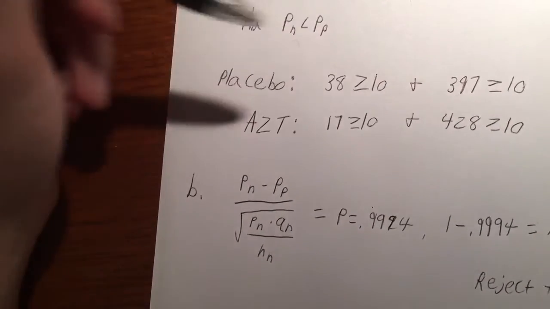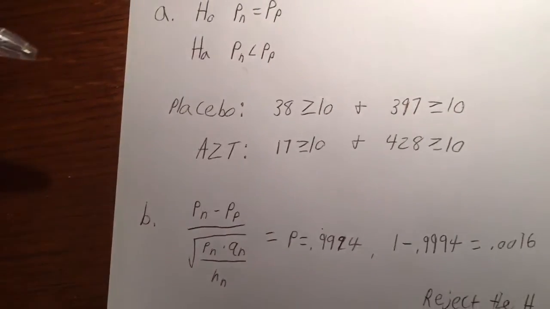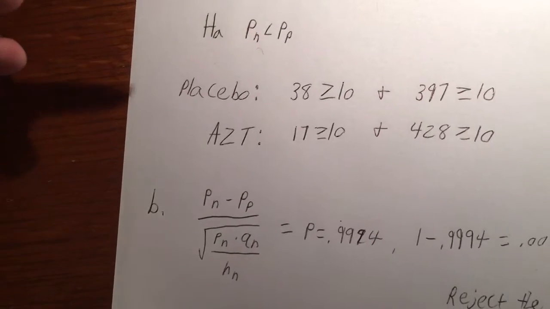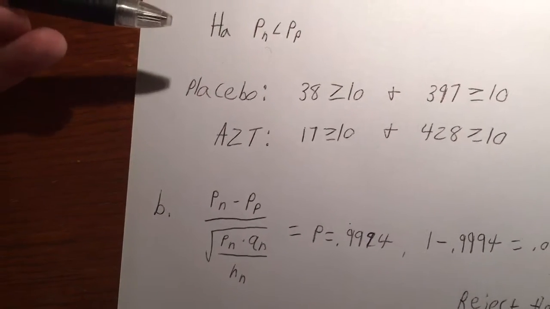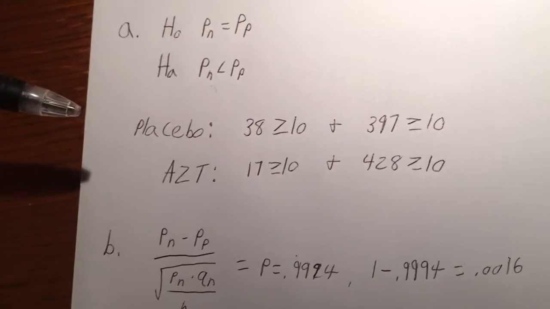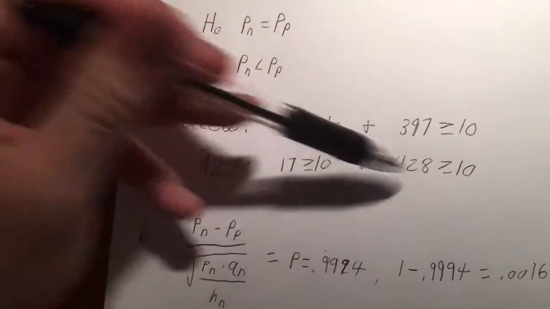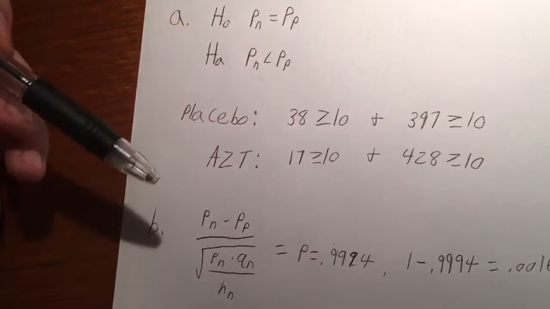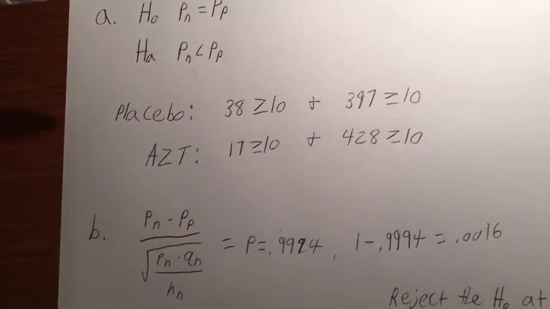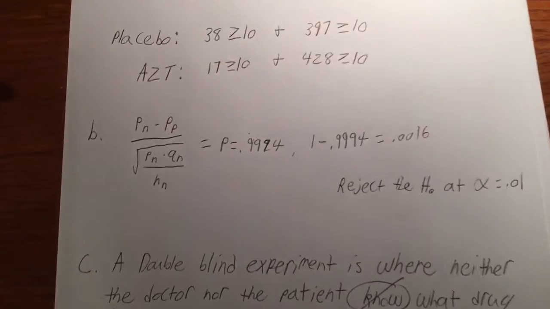It also says to check if we can safely use the z procedure. Now the z procedure refers to proportions, because proportions always use a z-test. So with proportions, we have to do our first and second rules of thumb. As you see here, all 4 of these tests or rules of thumb are passed, so we can safely say that we can use this. Okay, moving on to part B.